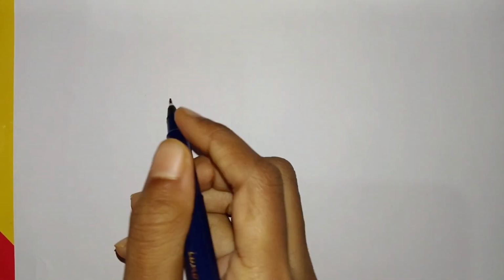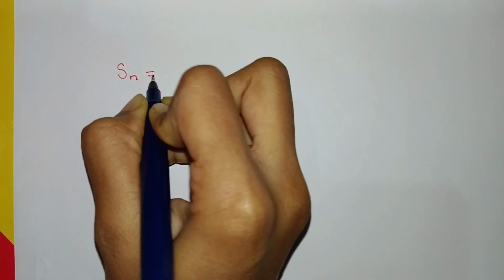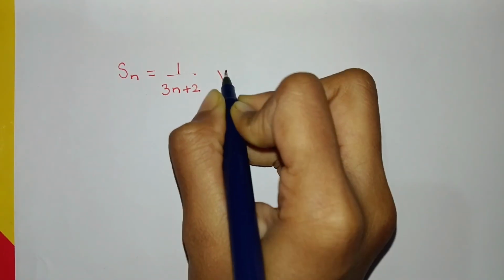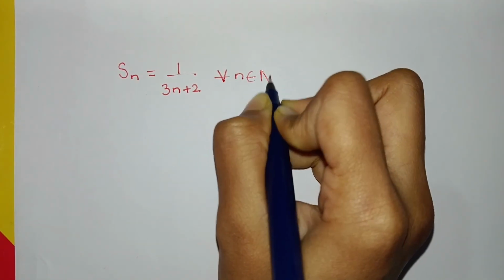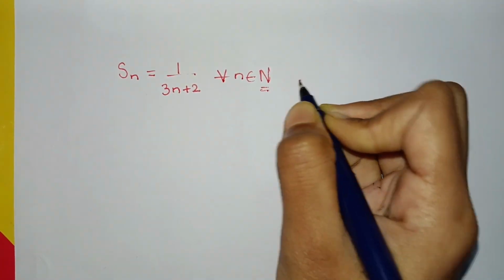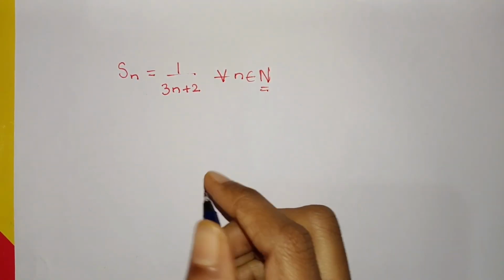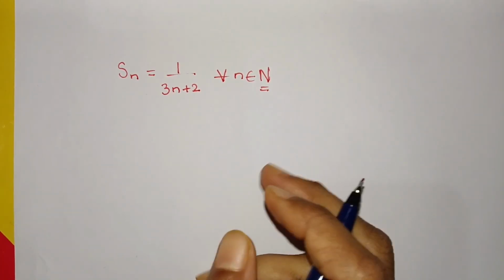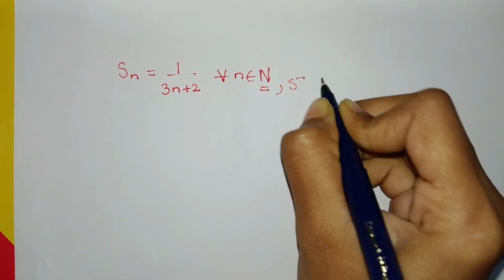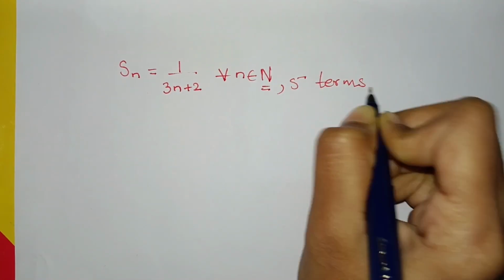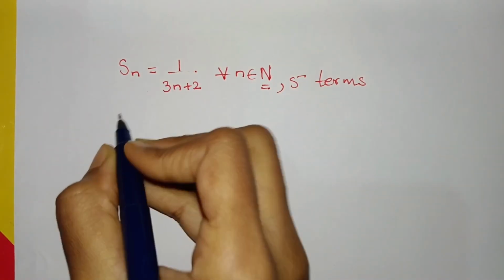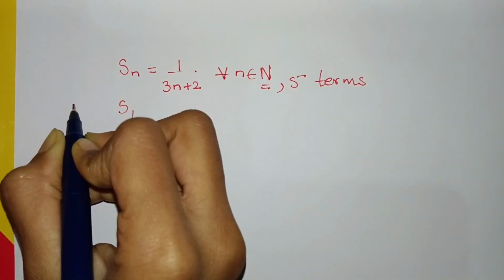So now let us consider another question. Here it goes: Sn equal to 1 by 3n plus 2 for n belongs to N, where N is the natural numbers starting with 1, 2, 3 and so on. In questions, sometimes they will specifically ask for 5 terms or 2 terms. So here they are asking for 5 terms, which means we need to substitute 5 values and find the solution.